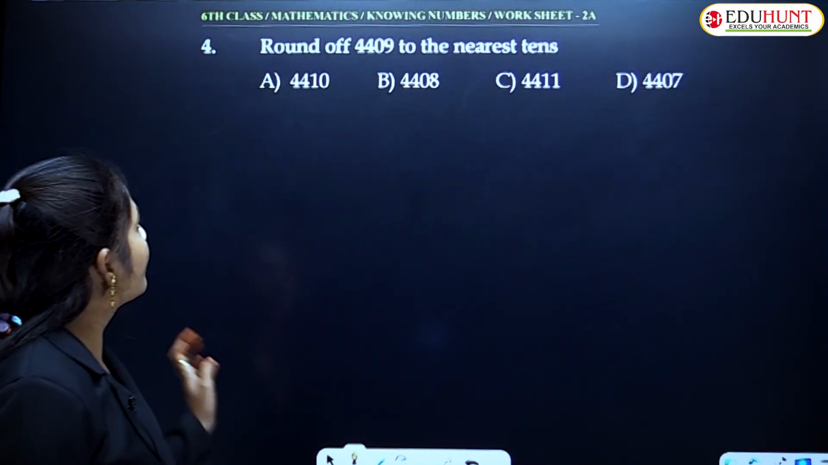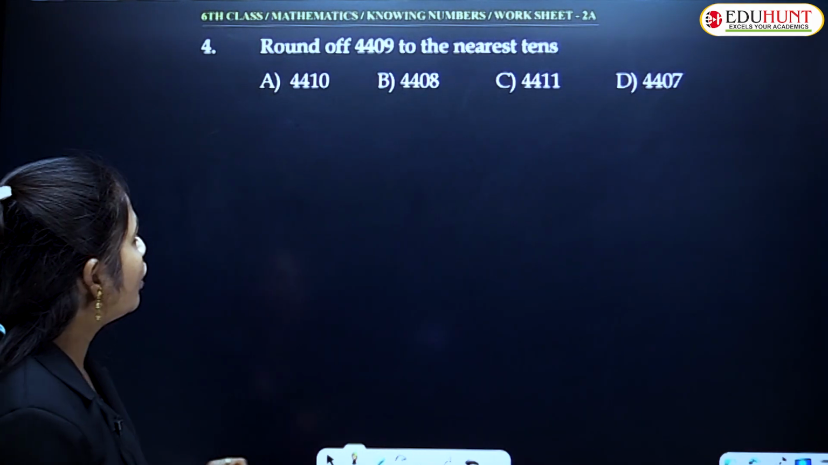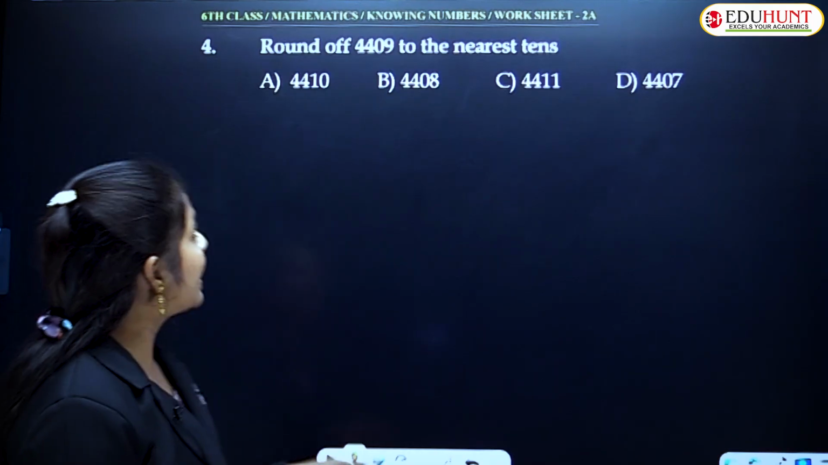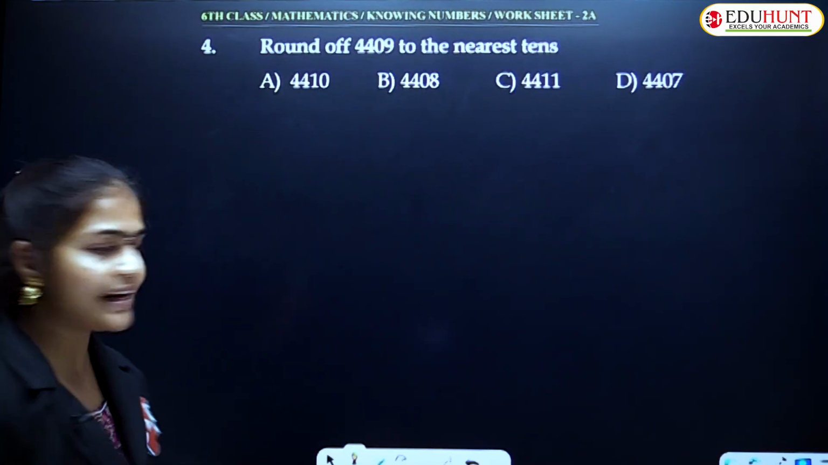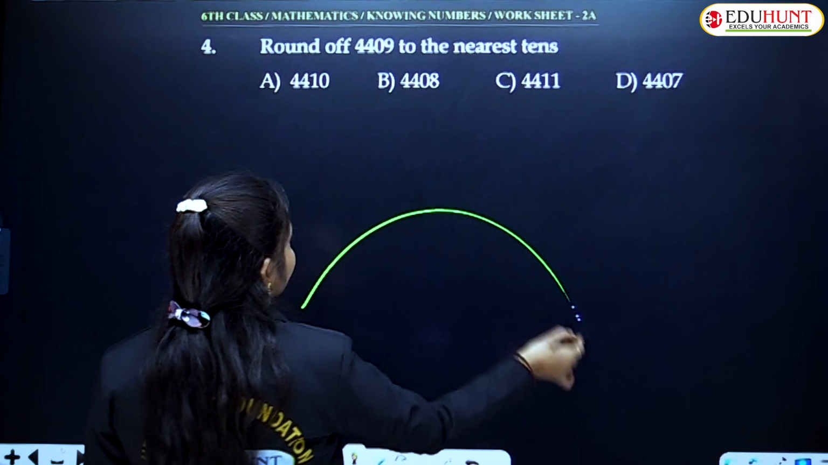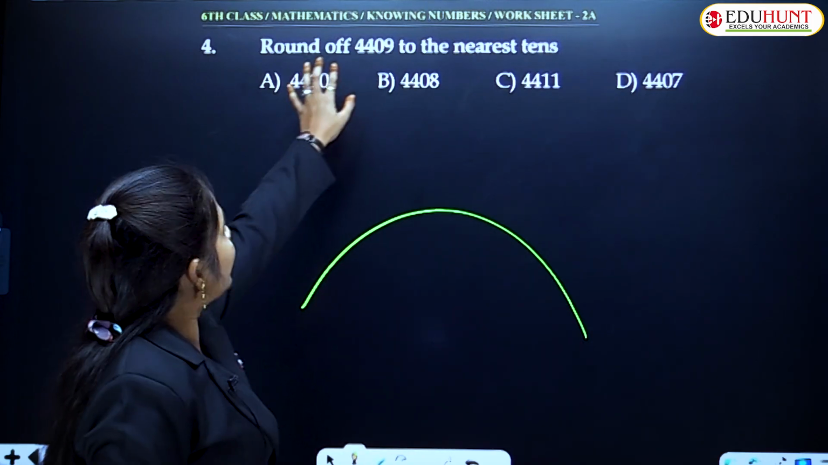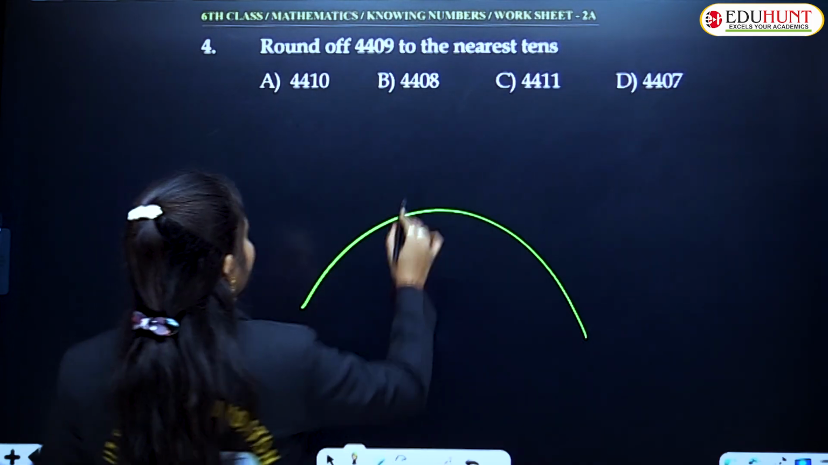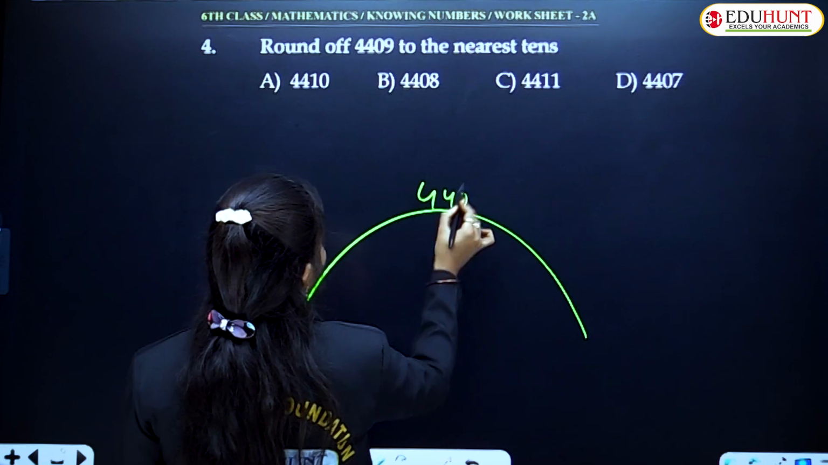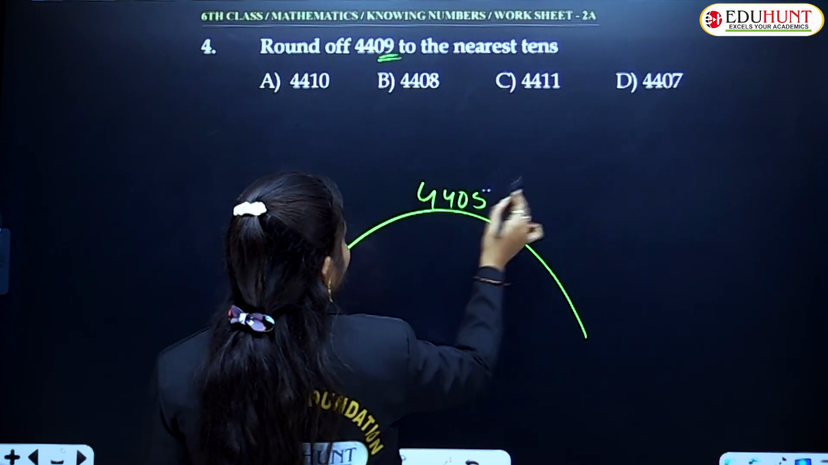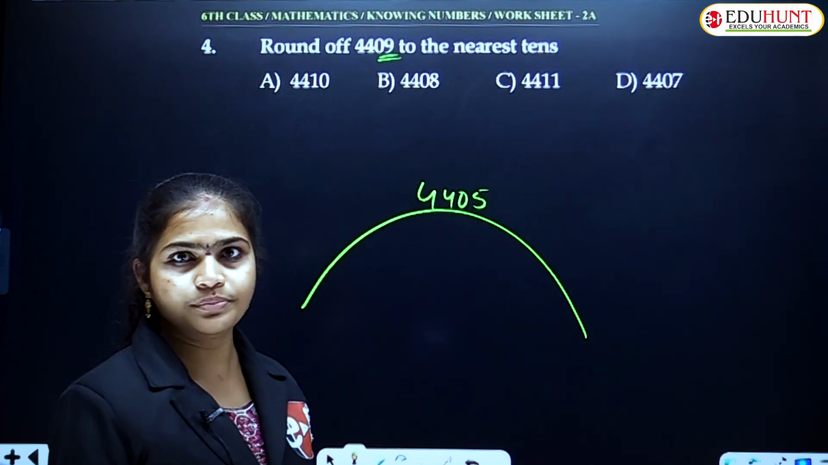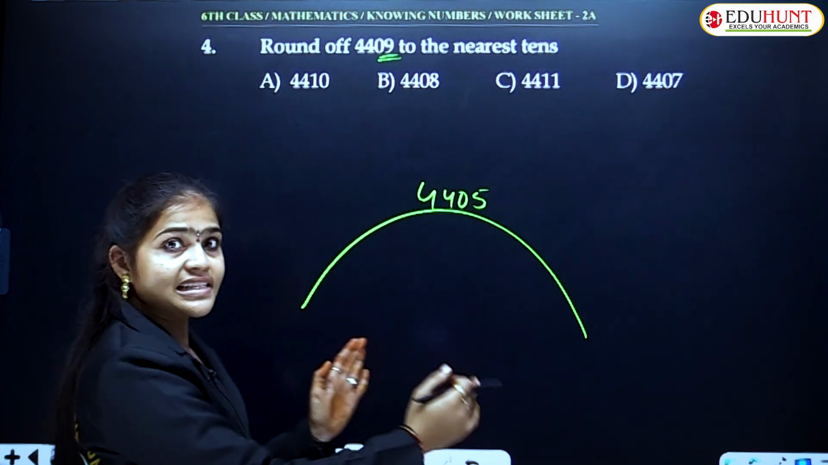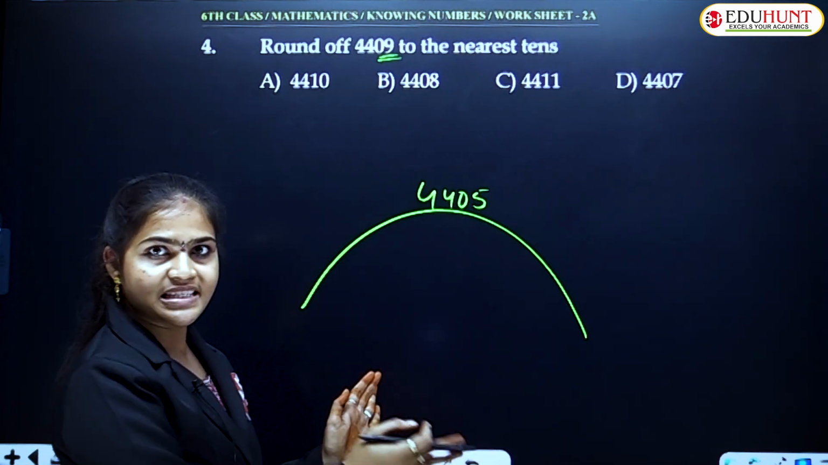Next, the fourth one. Round off 4409 to the nearest tens. Again nearest tens only. The number, whatever it may be, you just have to write that 440. Here 9 is there. Here always you have to write with 5 only. Next, nearest tens only they are asking. The difference is tens only.